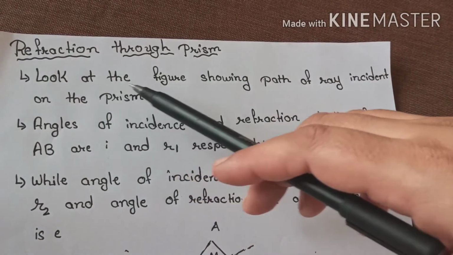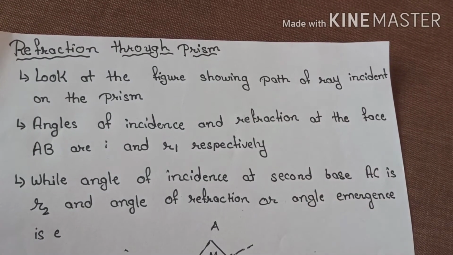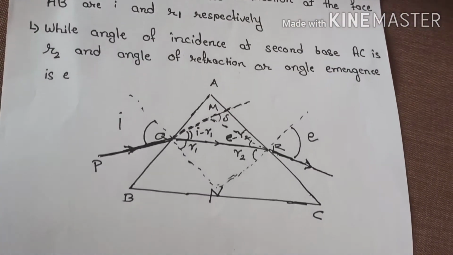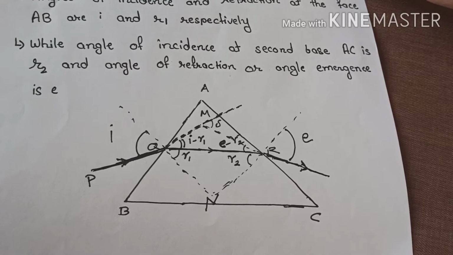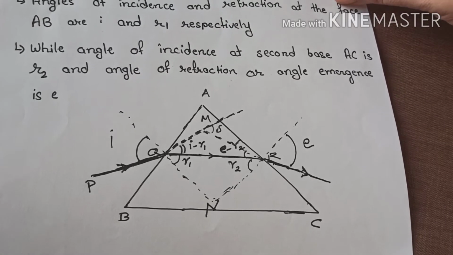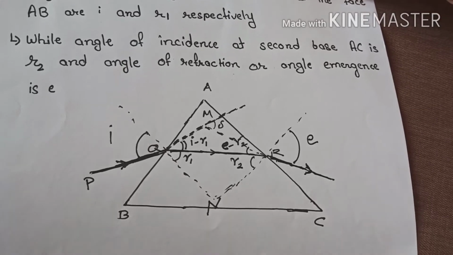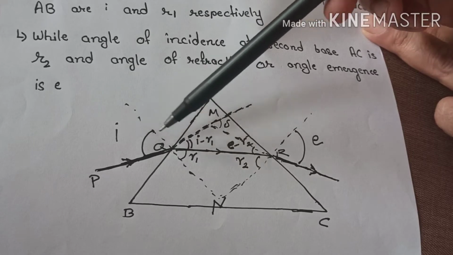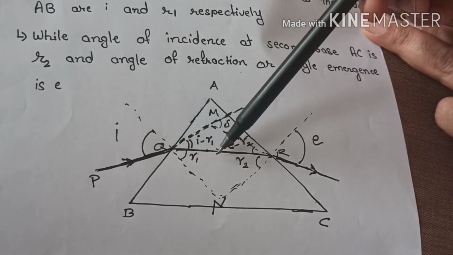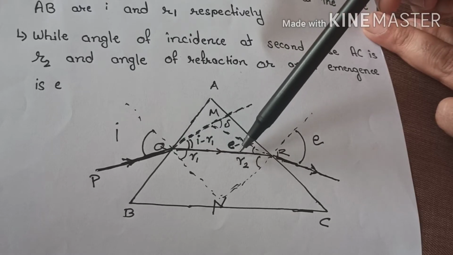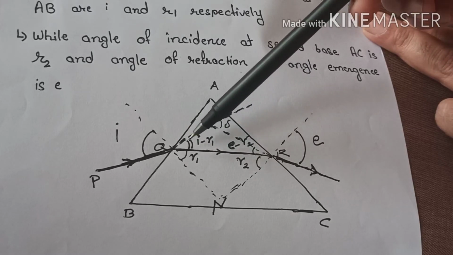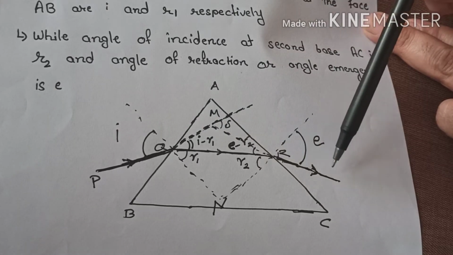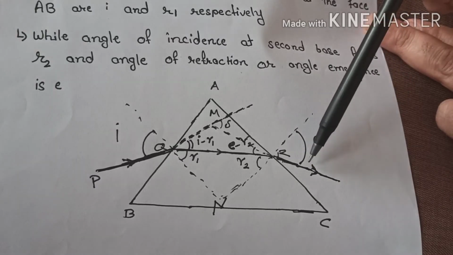Now, refraction through the prism. Look at the figure in which we have shown the path of the ray. The ray is incident at an angle I. I is the incident angle. It is refracted at the first face of the prism at an angle R1. Then it is incident on the face AC at an angle R2, and it emerges through the prism at an angle E. E is the angle of emergence.